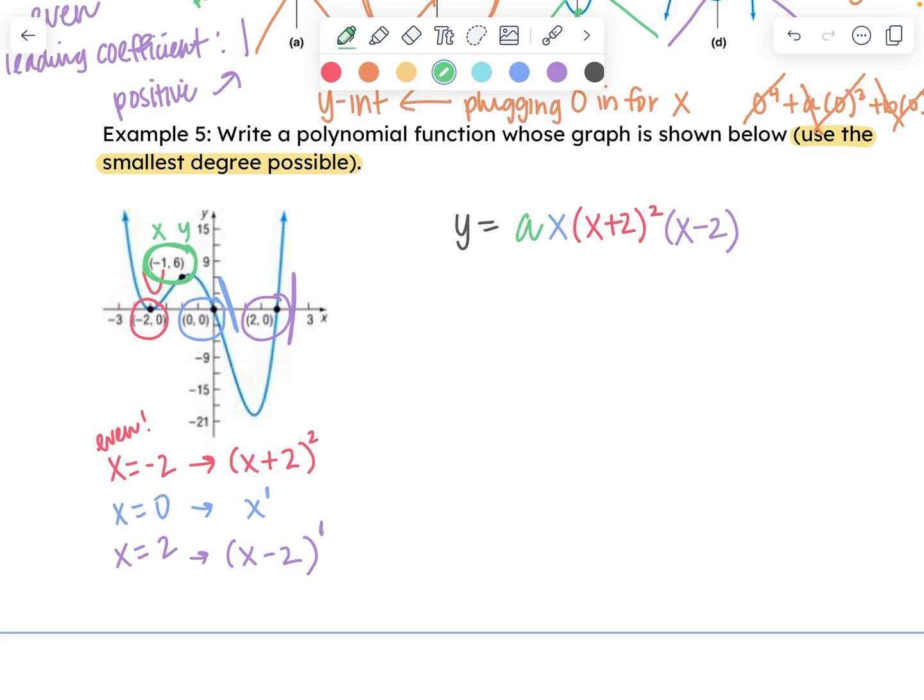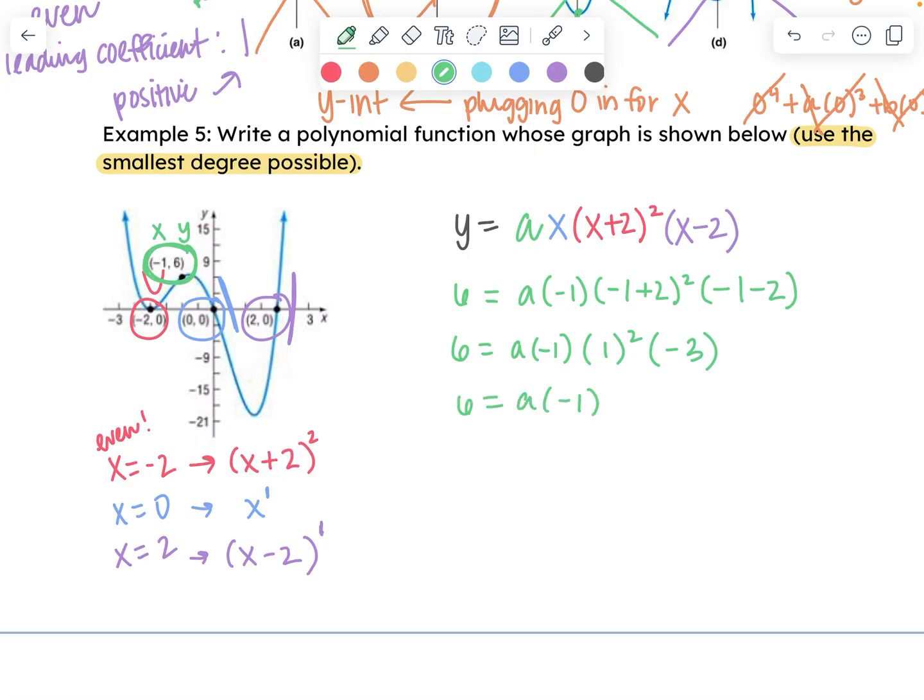So I'm going to plug that in for x and plug that in for y. So I'm going to have 6 is equal to a times -1 times (-1 plus 2) squared times (-1 minus 2). And I'm going to solve for a. So 6 equals a times -1 times... -1 plus 2 is 1 squared, and -1 minus 2 is -3. 1 squared is just 1, so 6 is equal to a times -1 times 1 times -3.